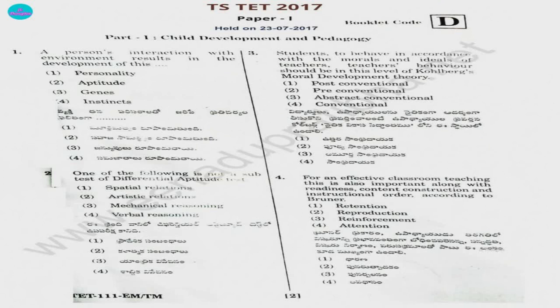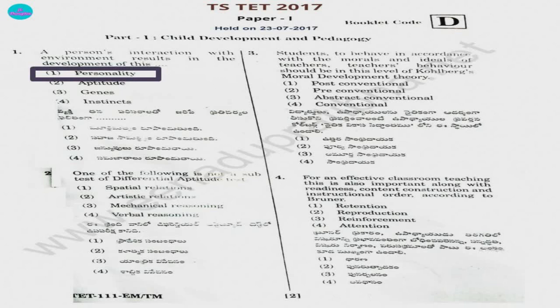A person's interaction with the environment results in the development of this: 1. Personality, 2. Aptitude, 3. Genes, 4. Instincts. So when we interact with the environment, what develops? Our personality. So the answer is option 1, personality.